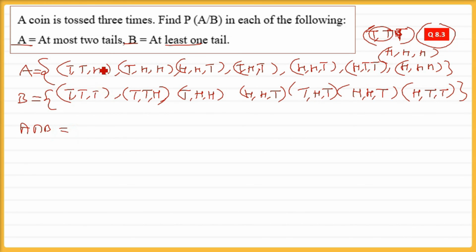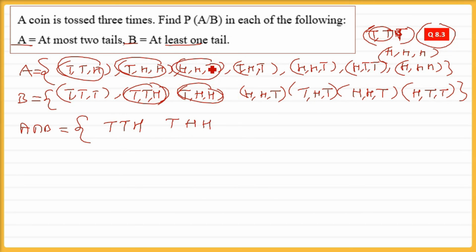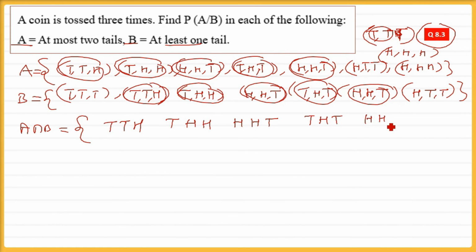Now you just need to find out the values which are common in these 2 sets. So we have TTH, yes we got it. THH, yes we got it. HHT is also there, so you can write this HHT here. THT is there, so write THT. HHT is there, you can write this HHT also. Now in the first one HHH is there which is not found in B, and in B TTT is found which is not present in A. So we have reached up till HHT. Now HTT is also there.